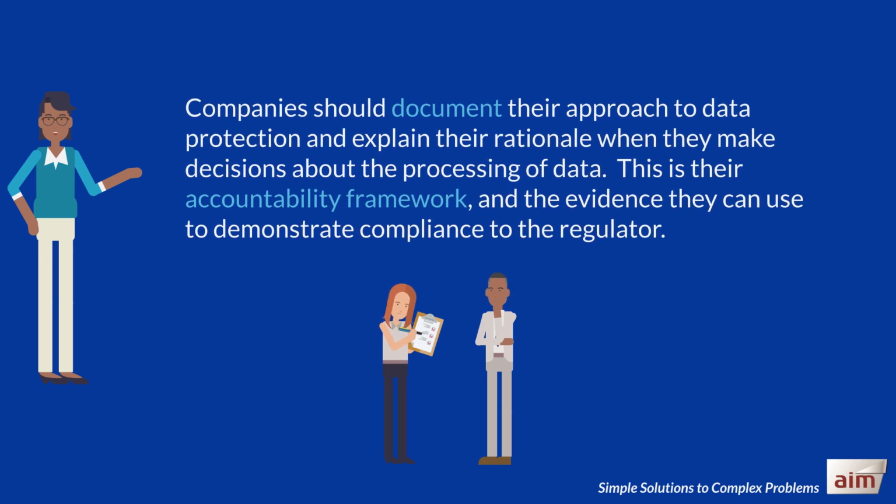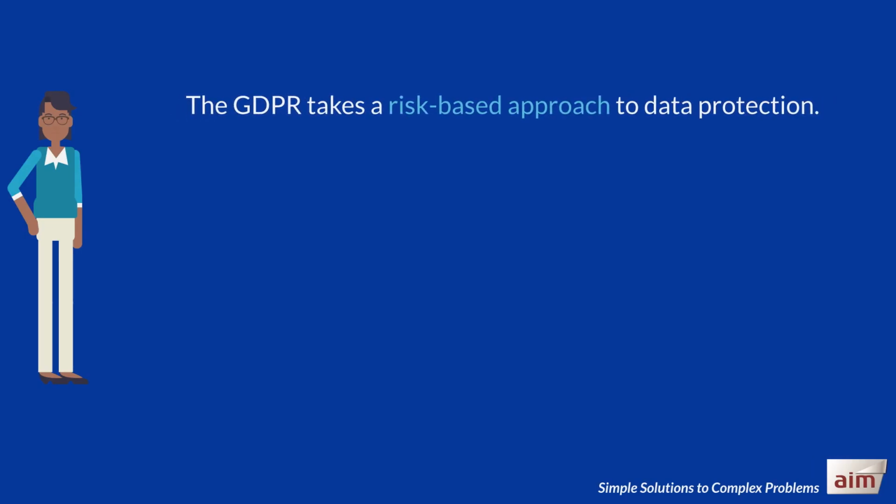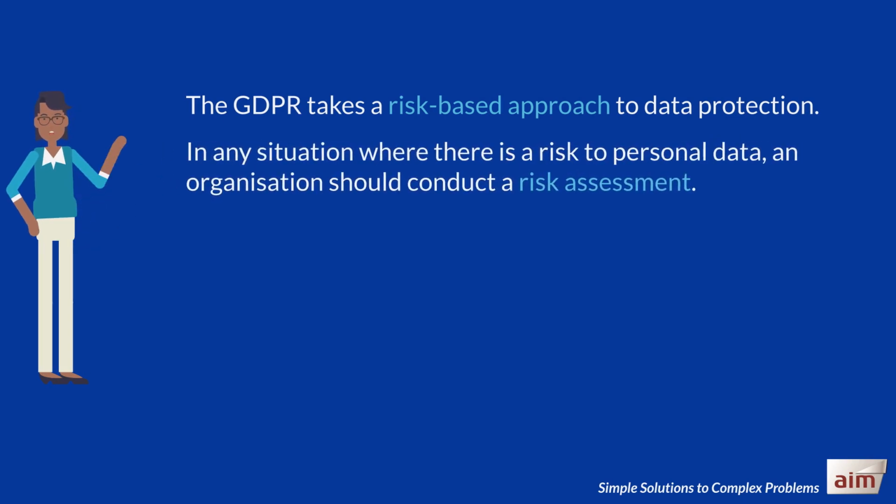Companies should document their approach to data protection and explain their rationale when they make decisions about the processing of data. This is their accountability framework, and the evidence they can use to demonstrate compliance to the regulator. The GDPR takes a risk-based approach to data protection. In any situation where there is a risk to personal data, an organization should conduct a risk assessment.